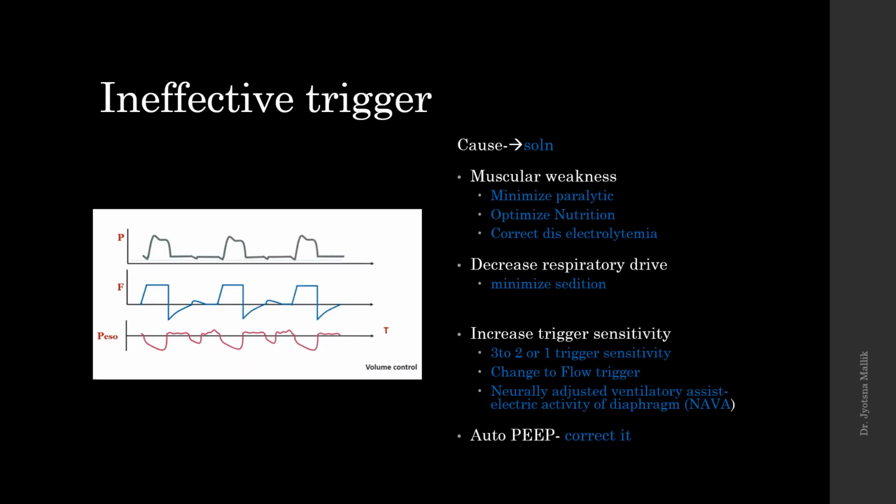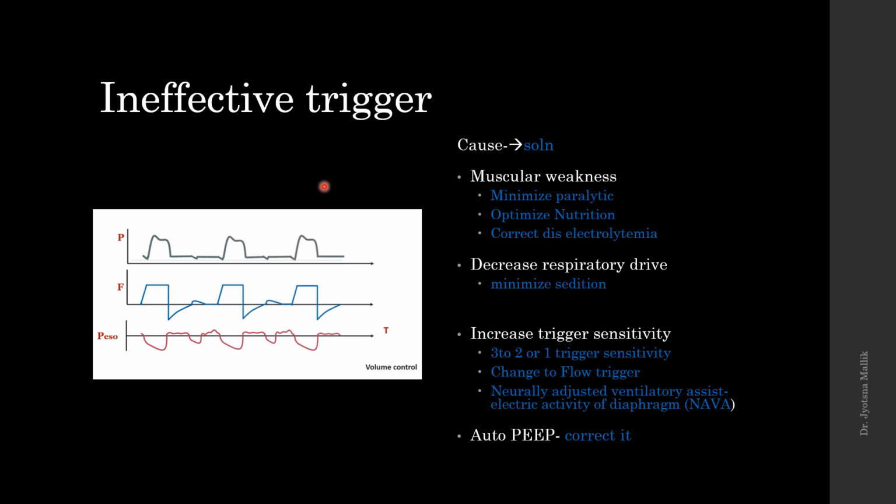So let's start with ineffective trigger. What is an ineffective trigger? Whenever a patient wants to take a breath and the ventilator doesn't support the breath, you can see these are ineffective triggers. When a patient wants to take a breath and the ventilator doesn't understand that the patient is triggering a breath and that it has to support that breath with positive pressure, that is called an ineffective trigger.